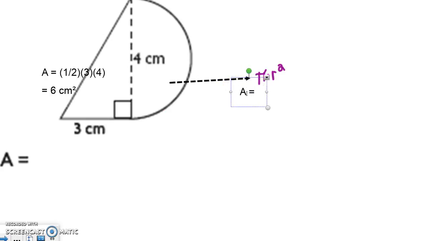So my area, since I don't have a pi symbol, I'm just going to write 3.14, but use whatever you want. I have 3.14 times, my radius is not 4. Remember, this is the diameter. So the diameter is double the radius, or in other words, the radius is half the diameter.